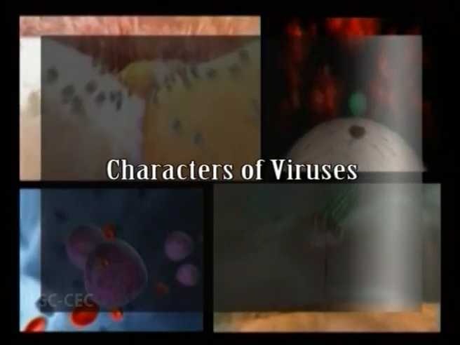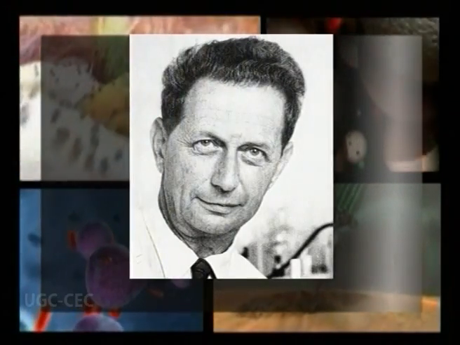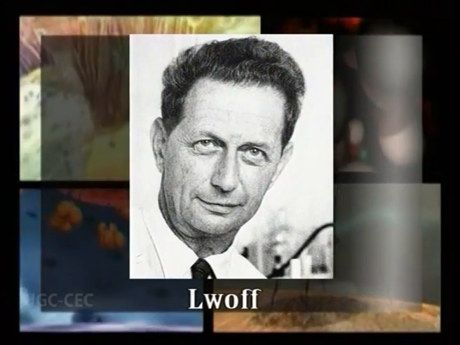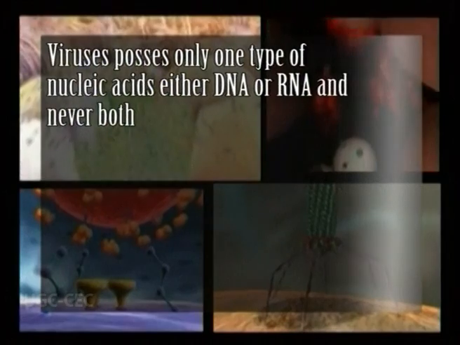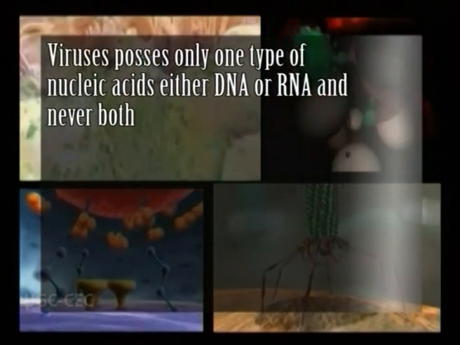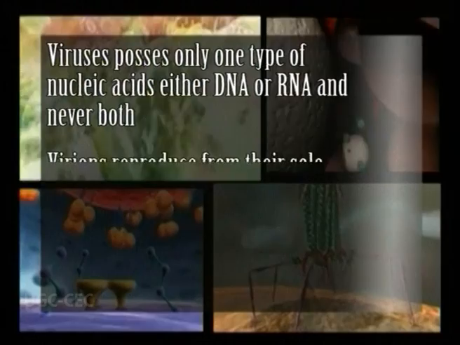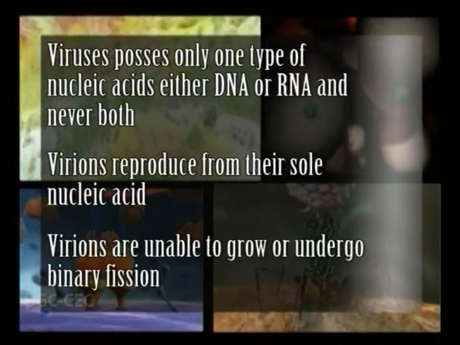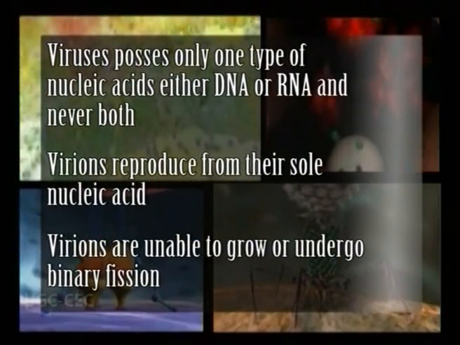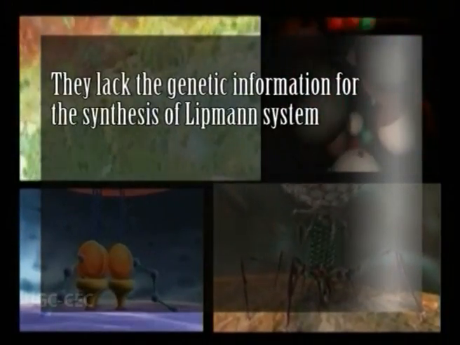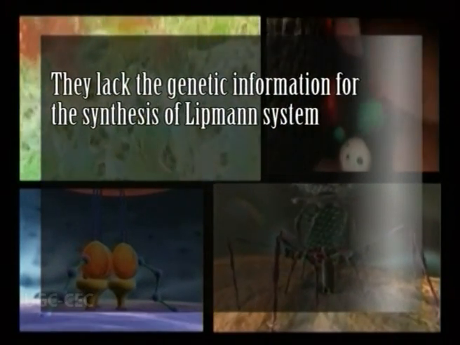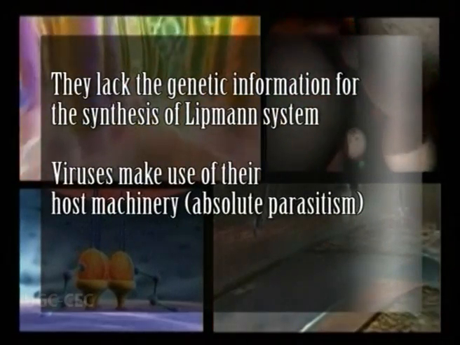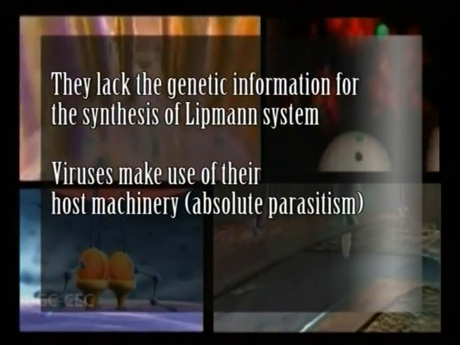Now, characters of viruses. Lwoff and Tournier in 1966 described the following characters of viruses: that viruses possess only one type of nucleic acid, either DNA or RNA, and never both. Virions reproduce from their sole nucleic acid. Virions are unable to grow or undergo binary fission. They lack the genetic information for the synthesis of the Lipmann system. And viruses make use of their host machinery, that is absolute parasitism.